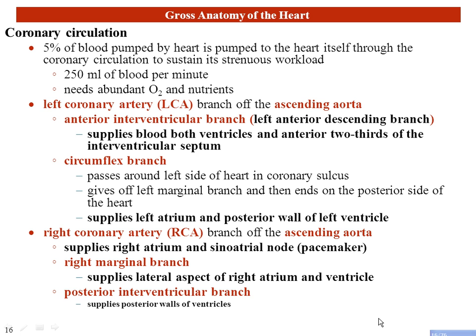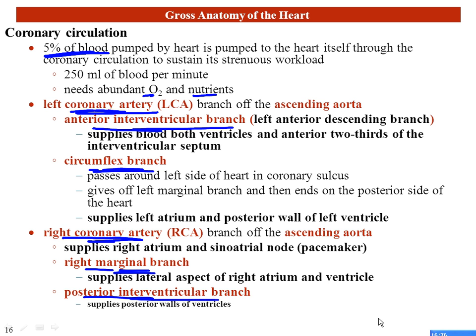The heart has a high metabolic demand. Actually, 5% of cardiac output goes to the heart itself, and this is because of the high need for oxygen and nutrients that the heart has. So the first two branches of the aorta are the left coronary artery and the right coronary artery. After that point, there are several branches of each of these. A couple of branches of the left coronary artery include the anterior interventricular branch and the circumflex branch, and a couple of branches of the right coronary artery include the right marginal branch and the posterior interventricular branch.